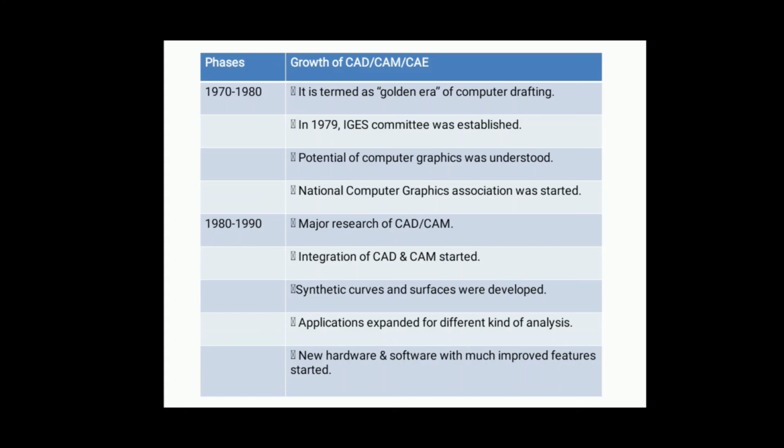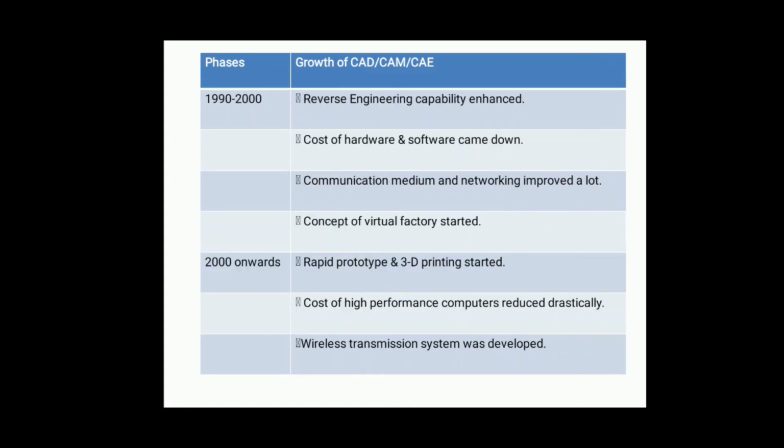Synthetic curves and surfaces were developed. Then application of analysis started. Hardware and software with improved features started. In 2000, reverse engineering started. Cost of hardware and software is slowing down. Communication medium started. Concept of the virtual factory started. Then 2000 onwards, rapid prototyping and 3D printing started. Cost of high performance computers is reduced. Wireless transmission is developed.